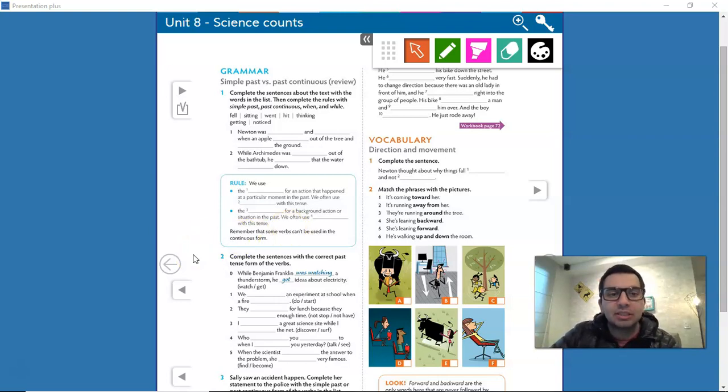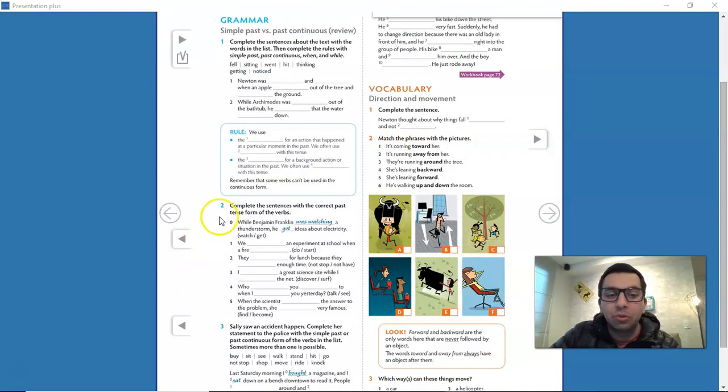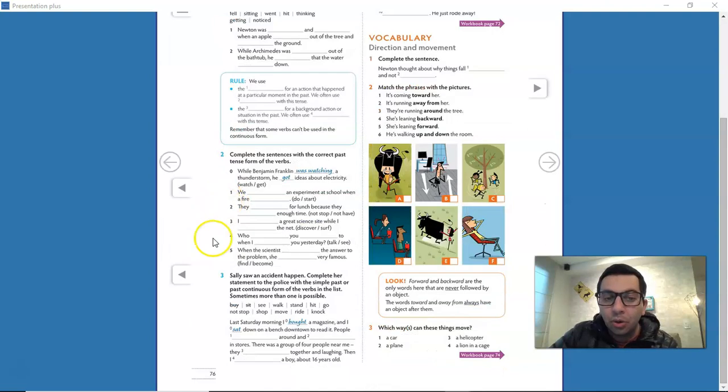Good, guys, so this is our video for activity 1. Now we are going to continue with activity 2. We're going to complete the sentence with the correct past tense of the verbs. So, we need to use the verbs. For example, in the example, watch and get, and we need to use it accordingly. Number 1, we blank an experiment at school when a fire blank, okay? 2, 3, 4, and 5. I'll give you some minutes to do the activity and then you come back for the answers.